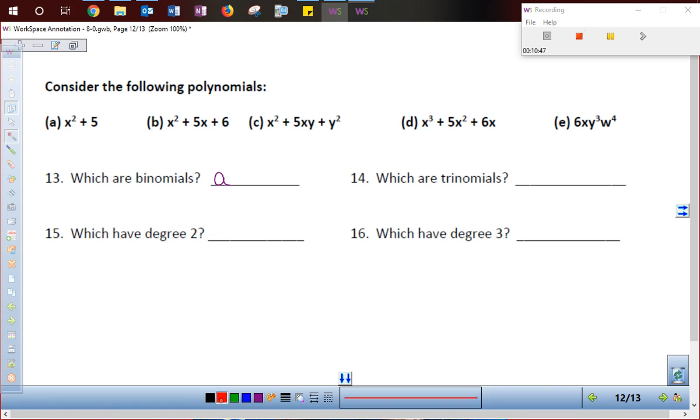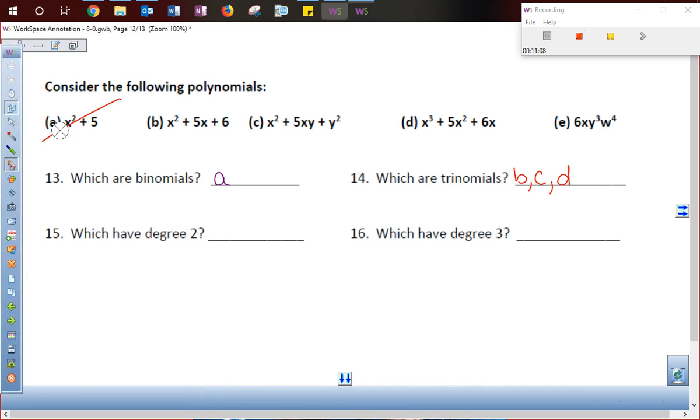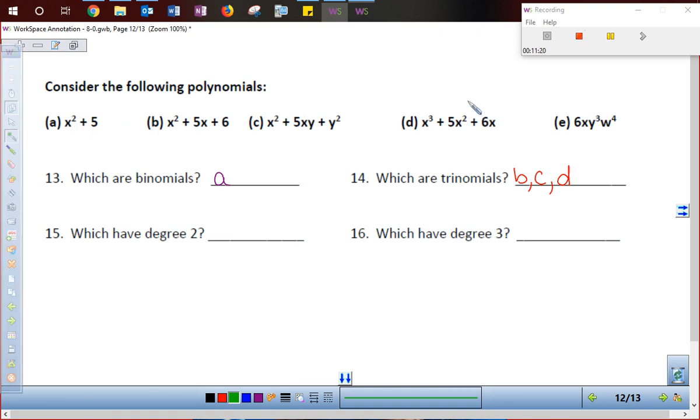Now in number 14, it wants to know which are trinomials, meaning which of them have 3 terms. Well, we know A doesn't work because we just said it's a binomial, but B has 3 terms, C has 3 terms, and D has 3 terms. E has 1 term, so that is still a monomial. On number 15, it wants to know which have a degree of 2. Now to know that, I have to figure out the degree of each one of my terms so I can find out which is the highest.